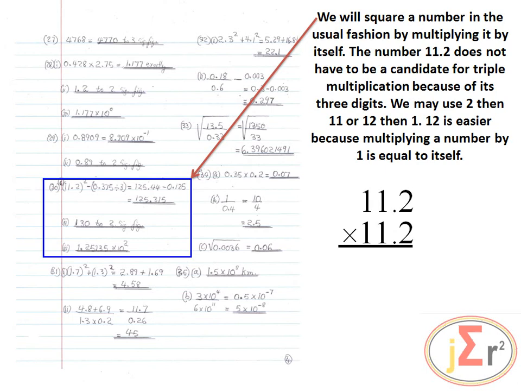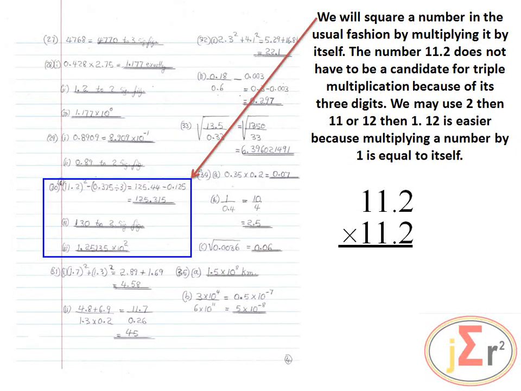We may use 2, then 11, or 12, then 1. So these numbers that we are multiplying, which is of course 11.2 multiplied by 11.2, we do not have to say multiply by 2 first, then multiply by 1, then multiply by 1. The problem, therefore, does not have to be a candidate for triple multiplication.